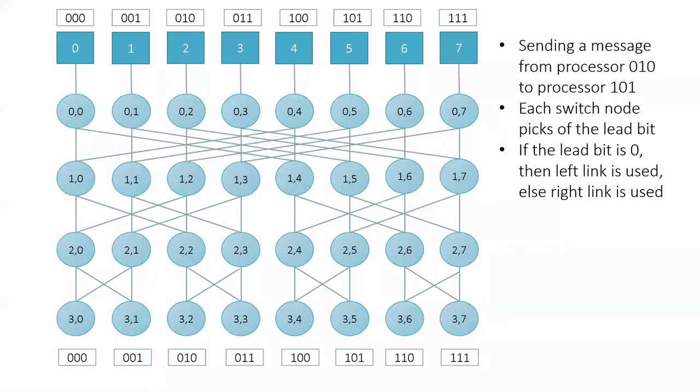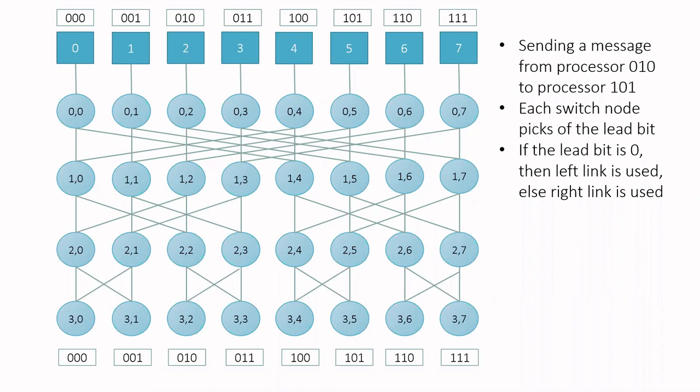Now let's see how each node routes messages to the other node. Each switch node picks the lead bit from the message. If that bit is 0, it sends the message down the left link. If it is 1, it sends the message through the right link. The rule is simple. If the lead bit is 0, the message is passed down through the left link. If it is 1, it is passed through the right link.